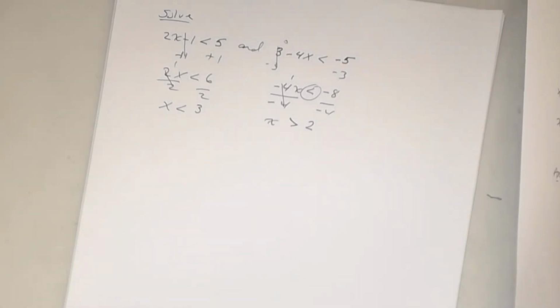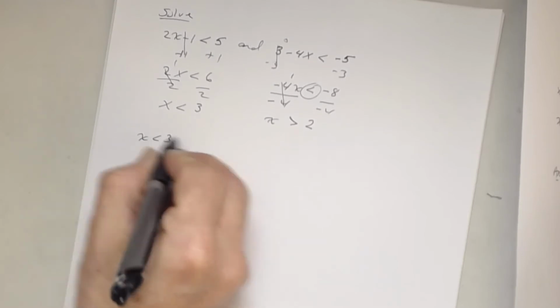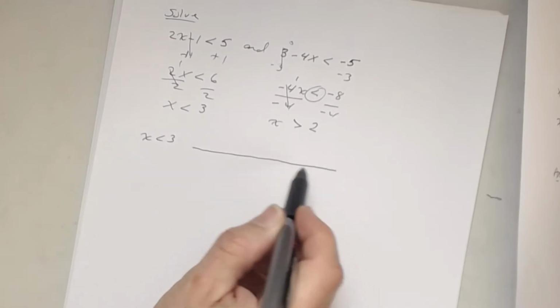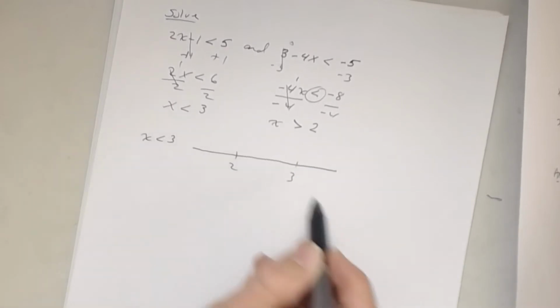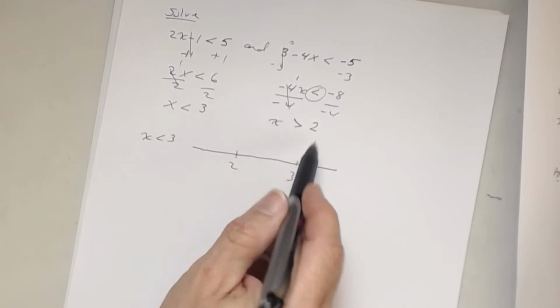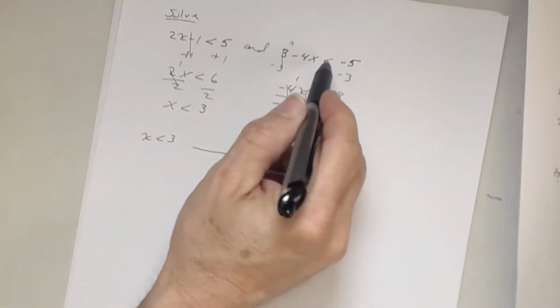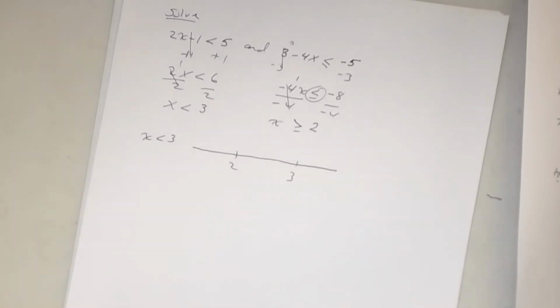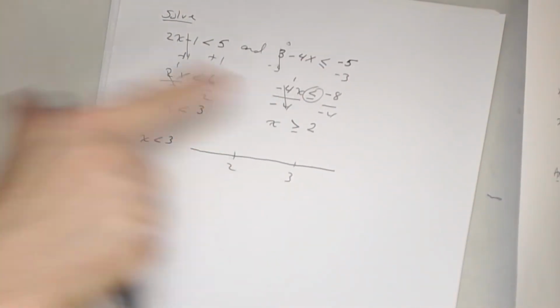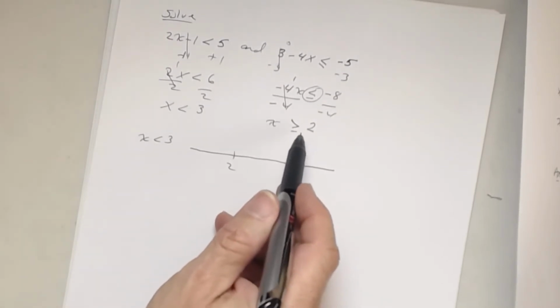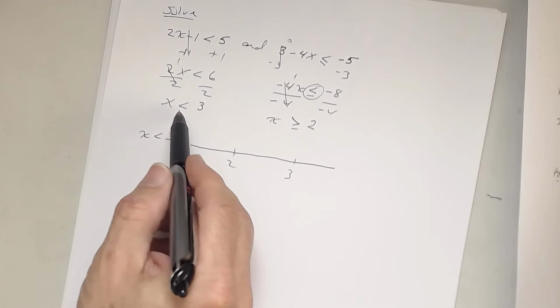All right. So then I graph each one individually. Remember, x is less than 3 was the solution to the first inequality. So here's 2, here's 3. For right now, let's make them both include equals. Leave this one less than, put this one less than or equal to. So it's any number that's greater than or equal to 2, and any number that's less than 3.